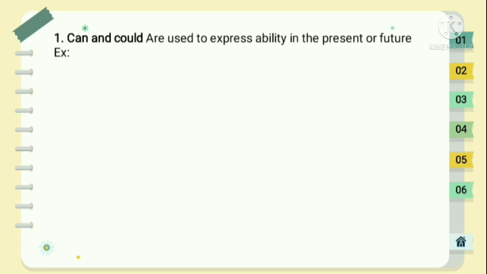Okay, our first discussion in modal auxiliaries are can and could. Can and could are used to express ability in the present or future.